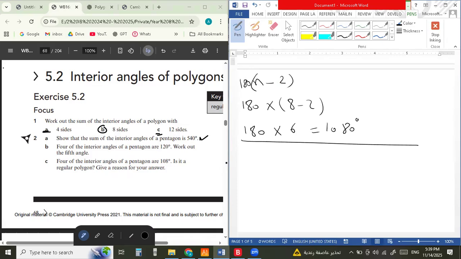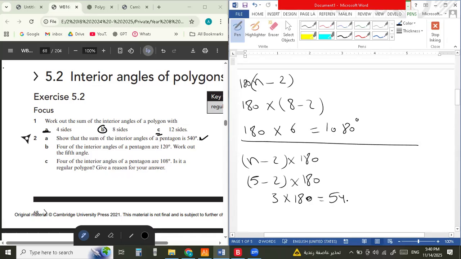Question 2a says: show that the sum of the interior angles of a pentagon is 540 degrees. A pentagon has 5 sides, so I'm going to say the sum of the interior angles of any polygon is n minus 2, and you multiply by 180 as we agreed. They said pentagon, so 5 minus 2, you multiply by 180. So 3 times 180 is going to give you 540 degrees. Now I found the sum of the interior angles of a pentagon.